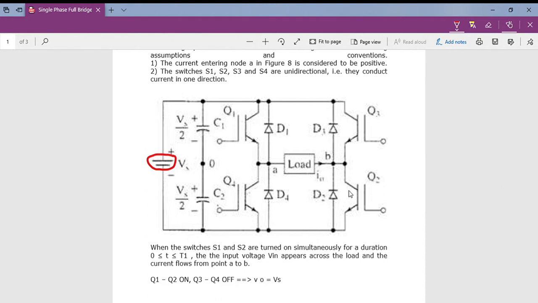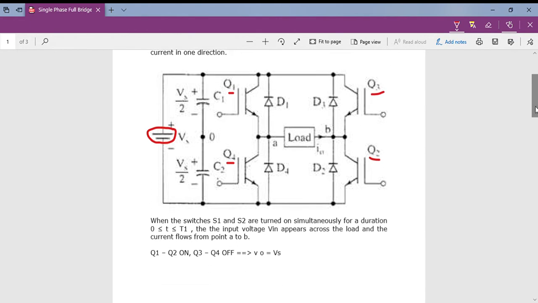And there are four switches Q1, Q2, Q3 and Q4 connected over here, and a resistive load is connected across the switches. In per mode, a pair of anti-parallel switches will operate. That means Q1, Q2 will operate for the first mode, and for the second mode, Q3 and Q4 will operate.